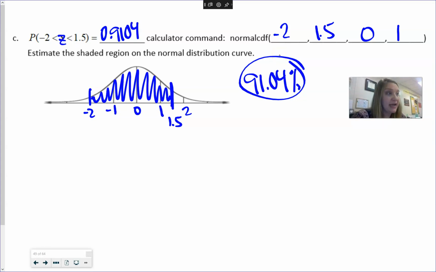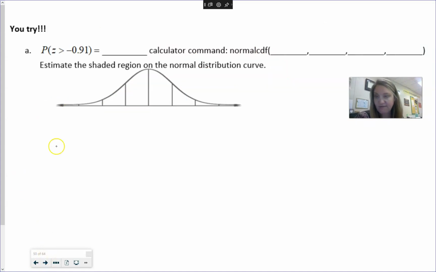All right, I have one for you to try. So here I want you to try and find the probability of getting a z-score that's going to be greater than -0.91. So pause, try this one, and then come back and check your answer.